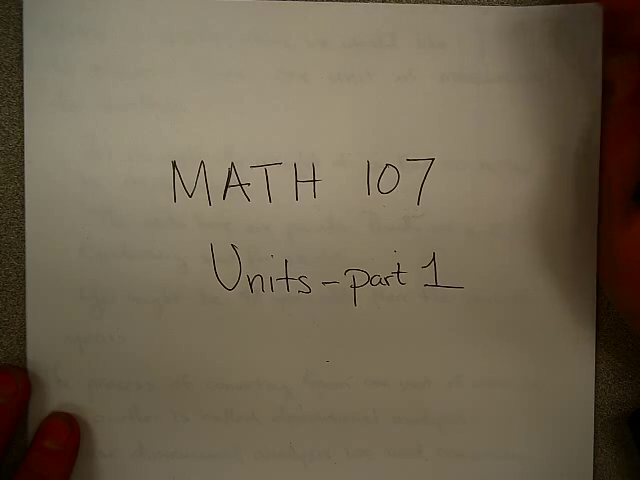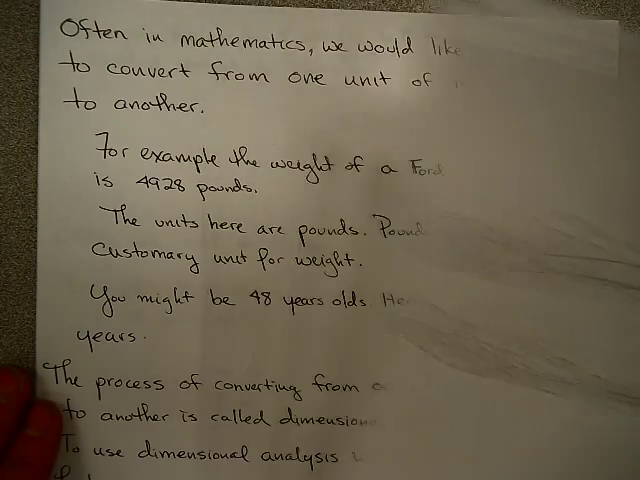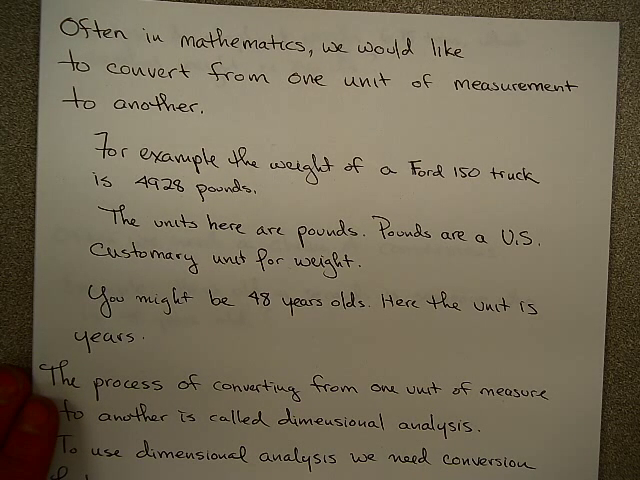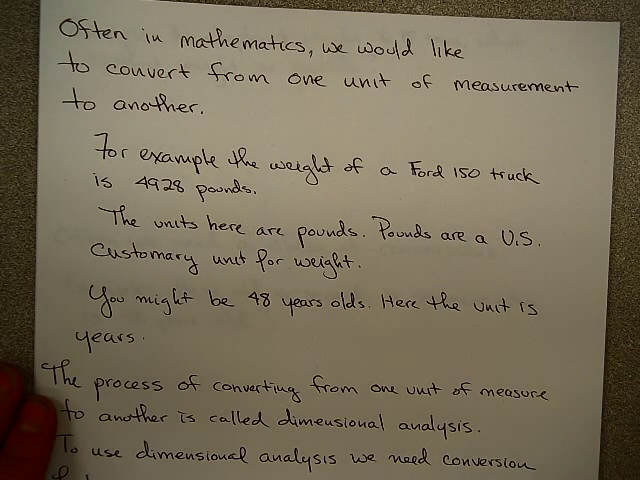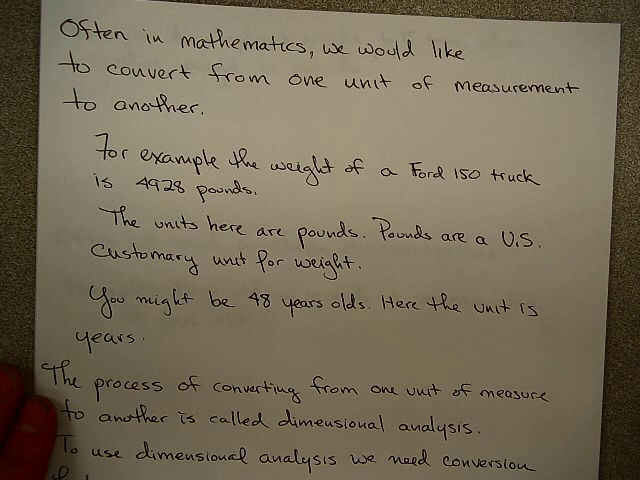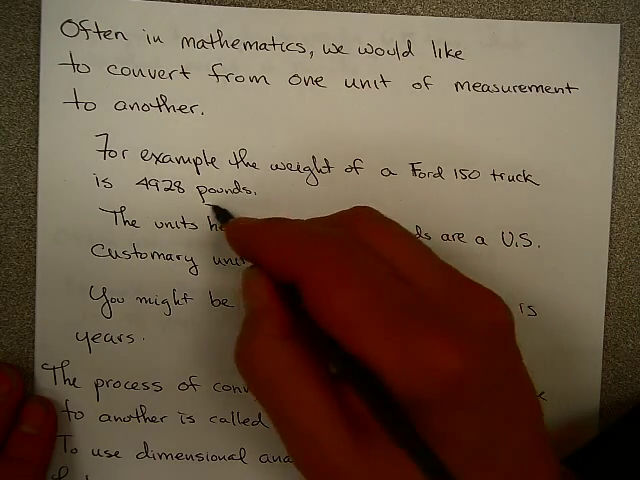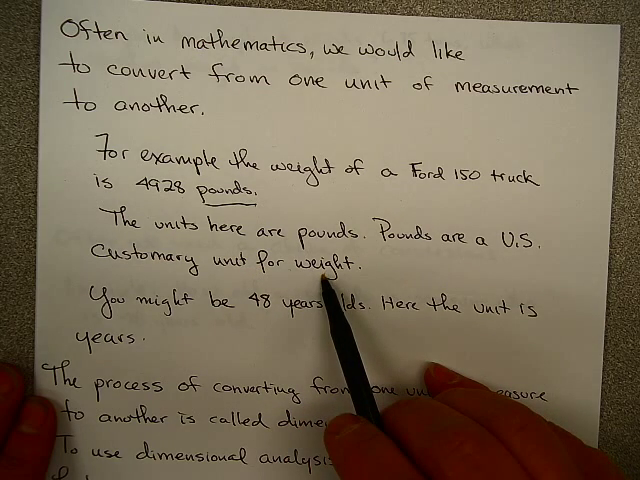Today we're going to talk about units, or at least the first part of our idea with units. Often in mathematics, we would like to convert from one unit of measurement to another. For example, suppose you have a Ford 150 truck, and its weight is 4,928 pounds. The units here are pounds. Pounds are a U.S. customary unit for weight.